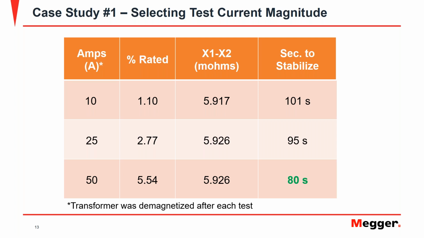And it's important here to realize that if you look at the percentage rated column to the left-hand side of your screen, the percentage is still within 15%. You can see even with a 50 amp test current, the percentage rated current was still 5.54. So that's why it's very important to make sure that you are within the 15% recommended test current. And of course, when we were making these measurements, every time we used a different test current, we demagnetized the transformer so we can get true measurements.